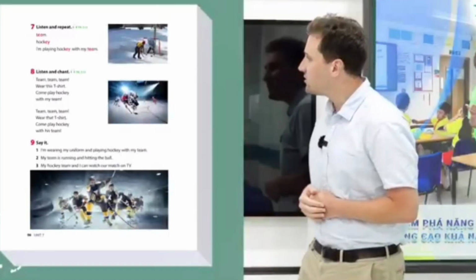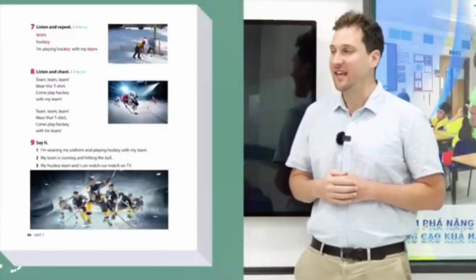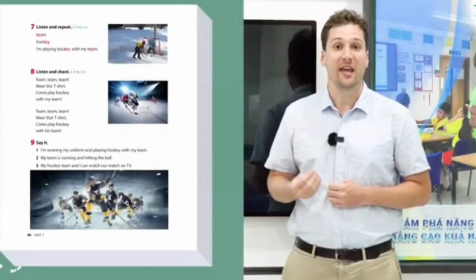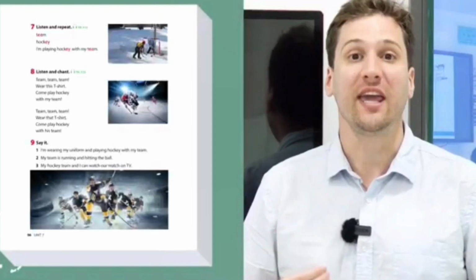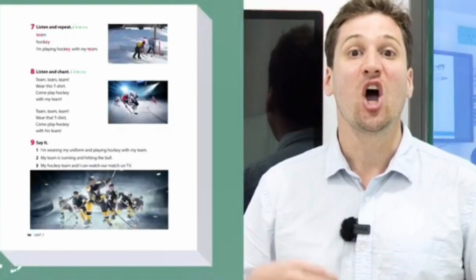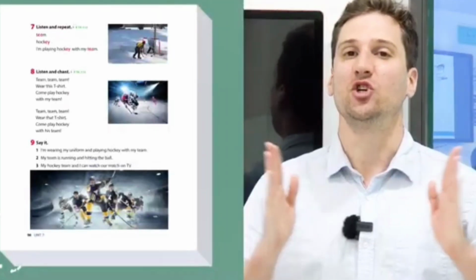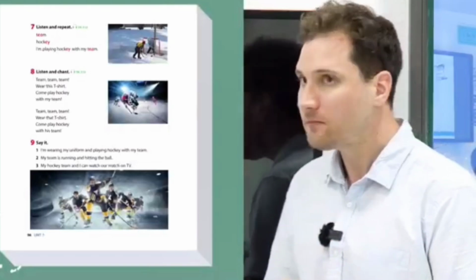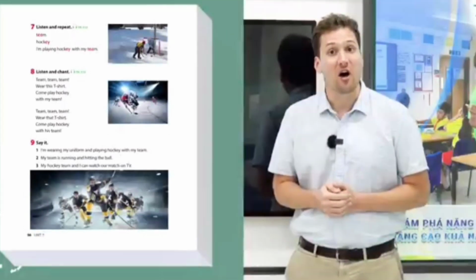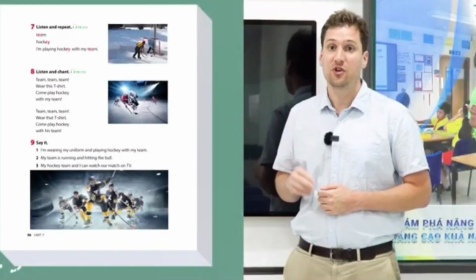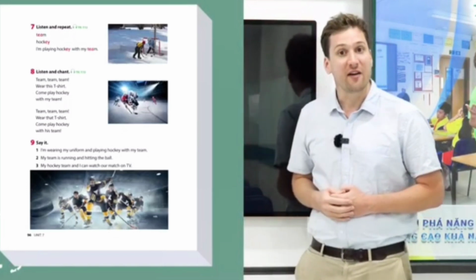The second sound is a shorter E, E. So the E in hockey, E, E, hockey, E, E, hockey. Okay, it's a shorter sound, okay. Once you feel the students are confident with those two sounds, you can then move on to listen and repeat.